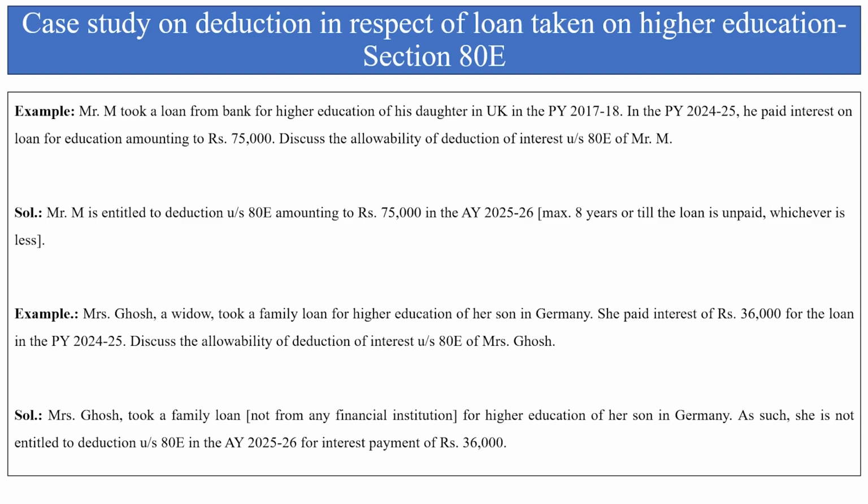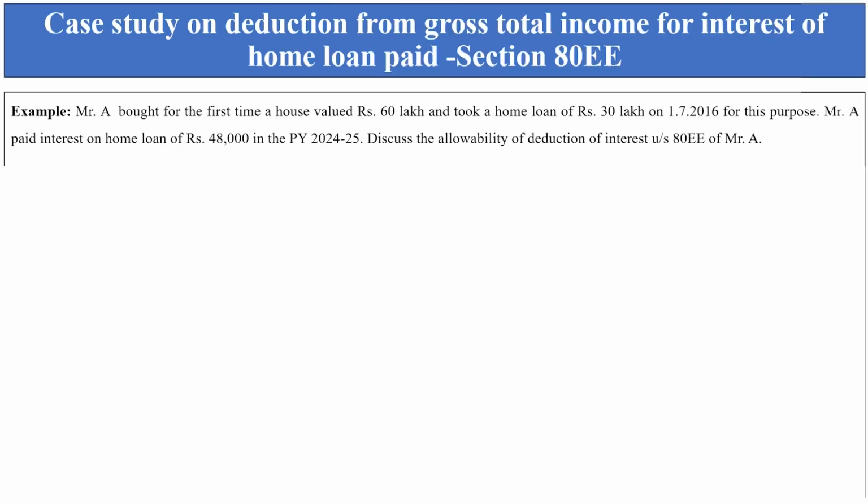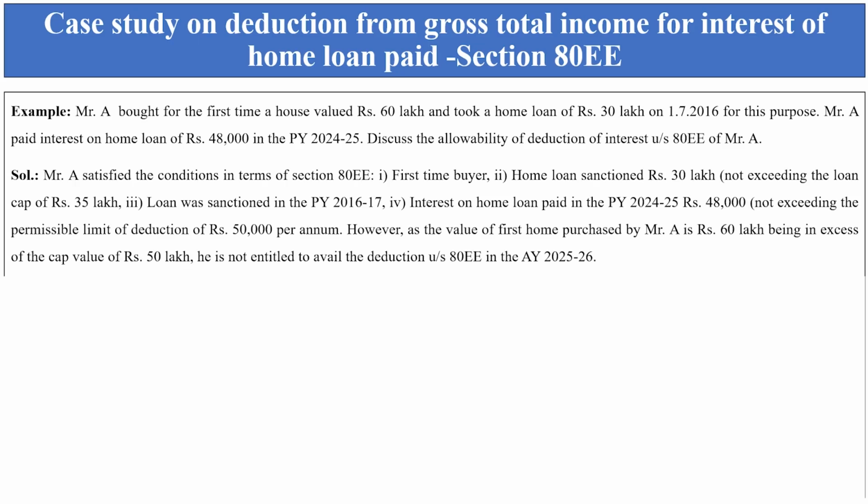So she is not entitled to deduction under section 80E in the assessment year 25-26 for the interest payment of rupees 36,000. Now, a case study on deduction from gross total income for interest on home loan paid under section 80EE. Here we see Mr. A bought a house for the first time, valued at 65 lakh, above 50 lakh, and took a home loan of 30 lakh. It is within the range of the sanctioned loan cap of 35 lakh. Mr. A paid home loan interest of 48,000 in the previous year.